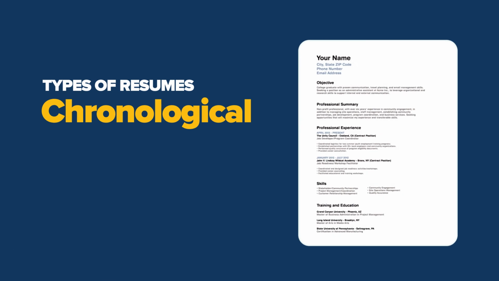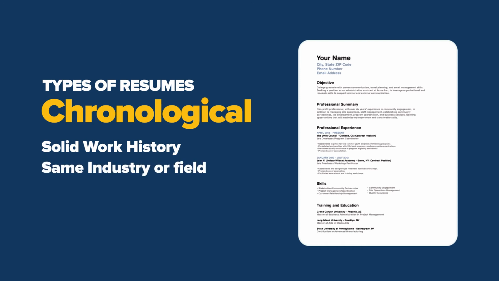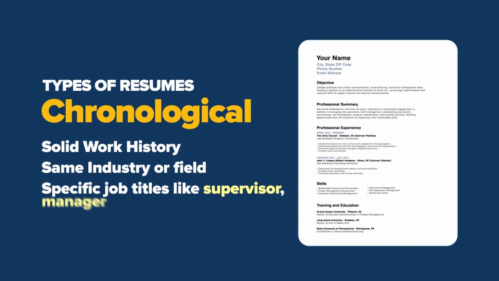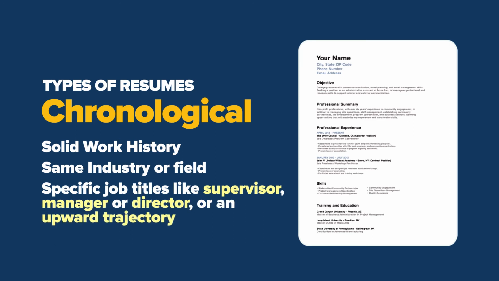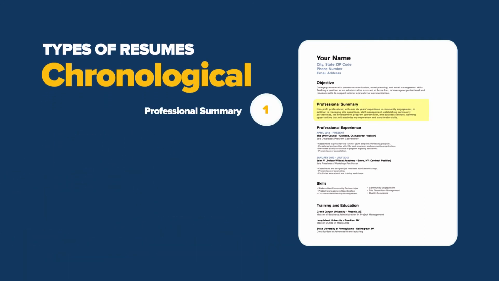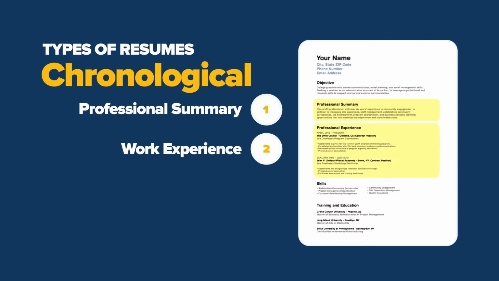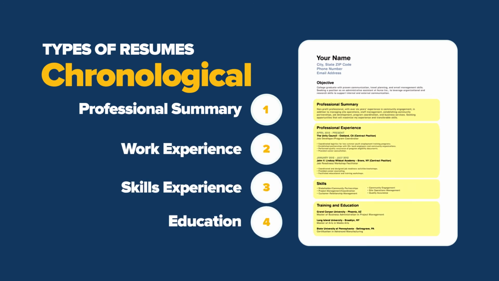Most employers prefer the chronological resume, which is primarily a listing of your work experience in reverse chronological order. Use this format if you have a solid work history, are staying within the same industry or field, and/or have specific job titles like supervisor, manager, or director, or an upward trajectory. If you choose this type of resume, it's best to order your sections this way: professional summary, work experience, skills experience, and education.